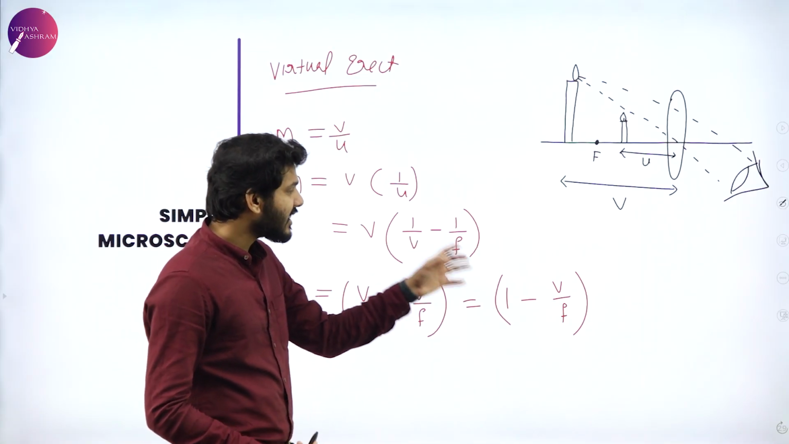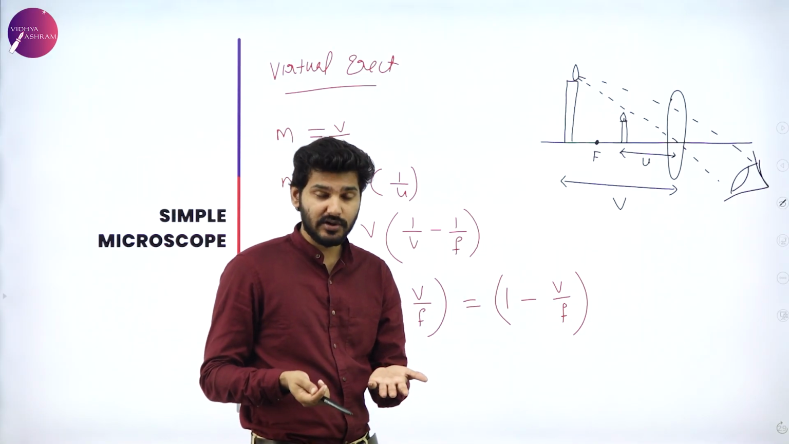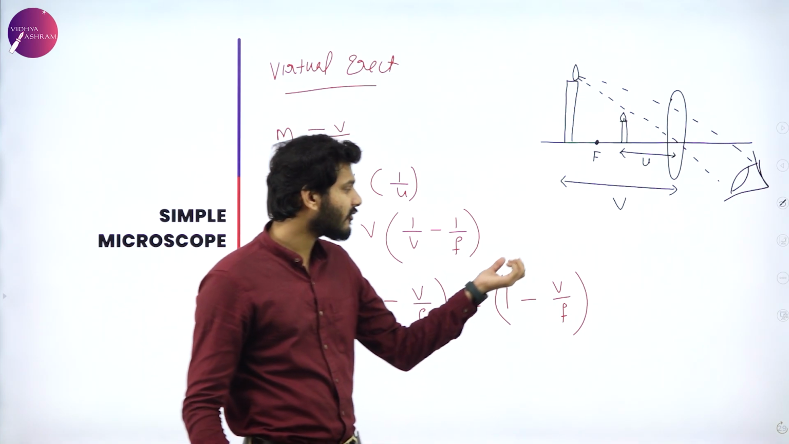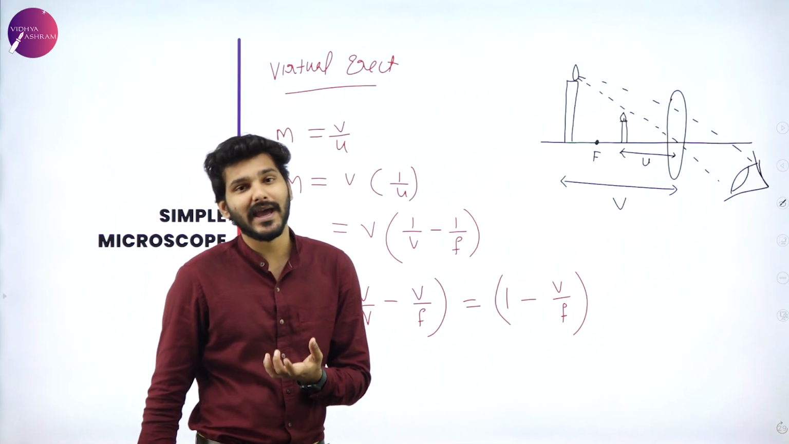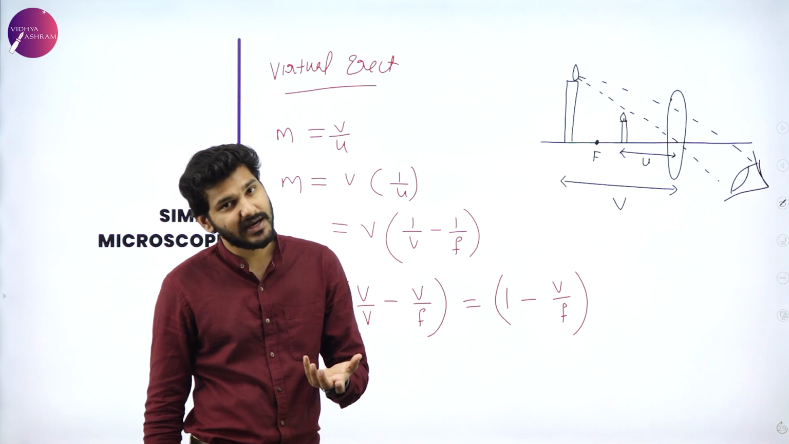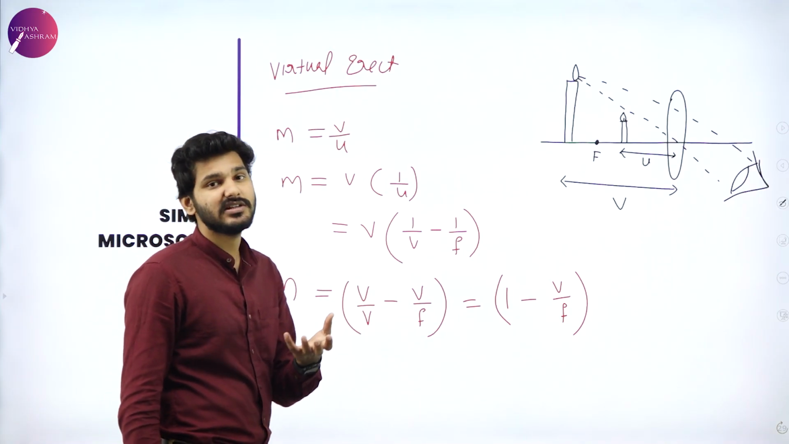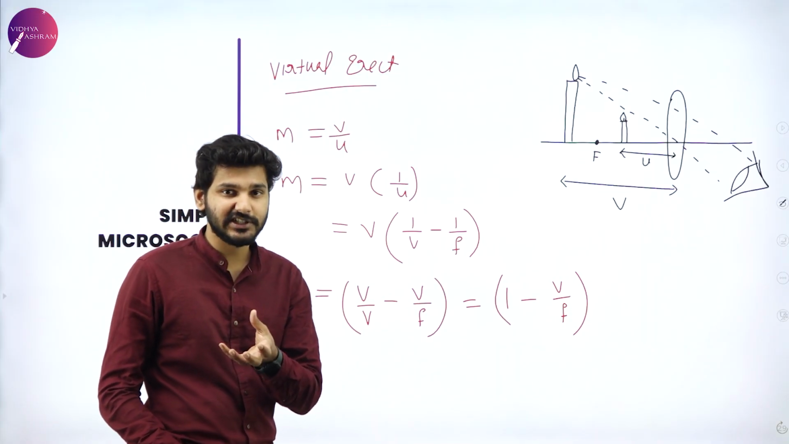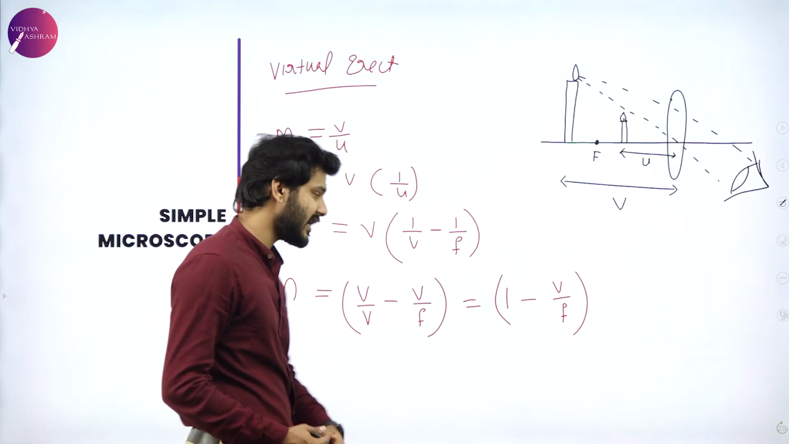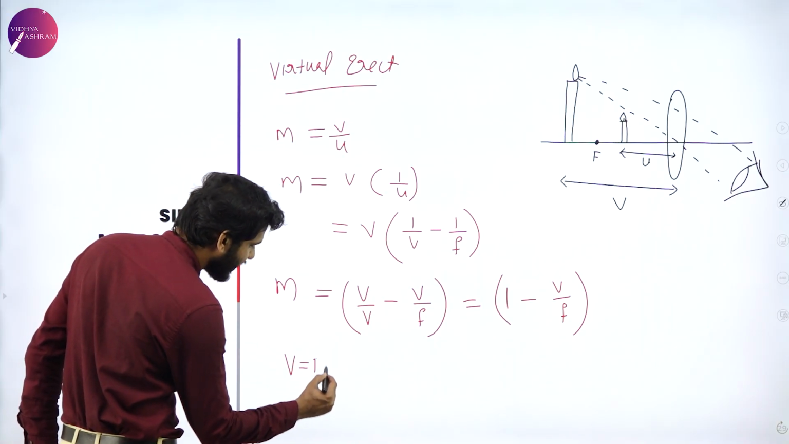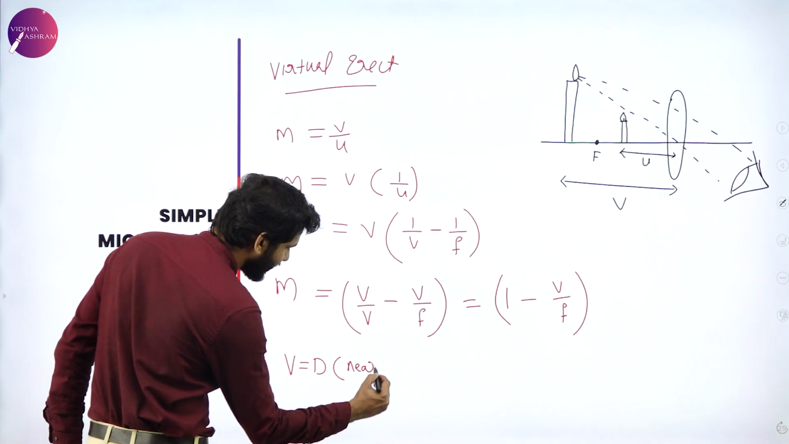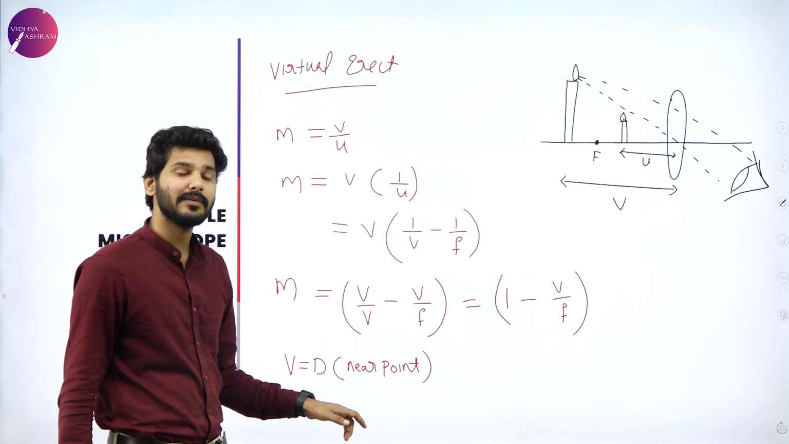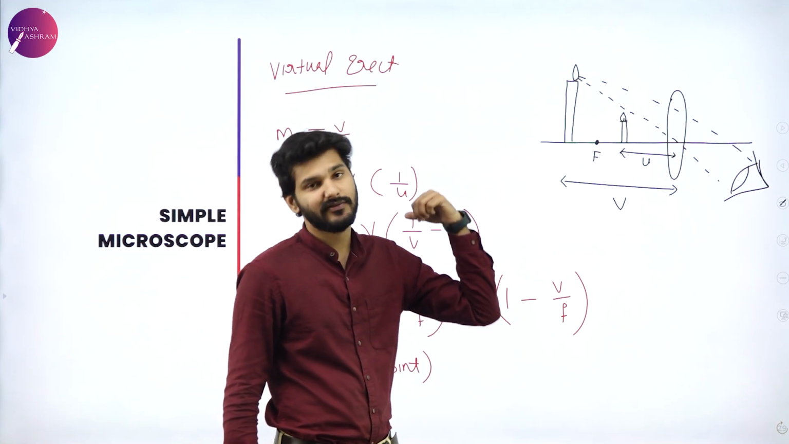And again, since it is a microscope and you're trying to see that particular figure very close by, instead of V, that is image distance, we are going to apply the near point, which is indicated by the letter D. Whatever the explanation for near point I gave at the beginning of this derivation, we are going to use that concept, and instead of V, we are going to use D. So V will be equal to D, which is nothing but the near point distance. And again, this D will be negative since it is on the left hand side.